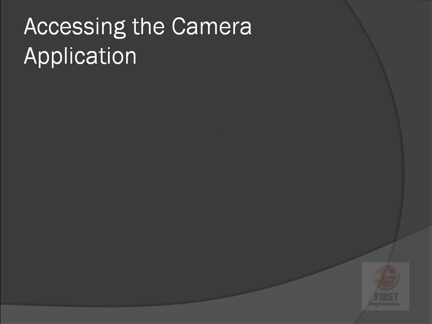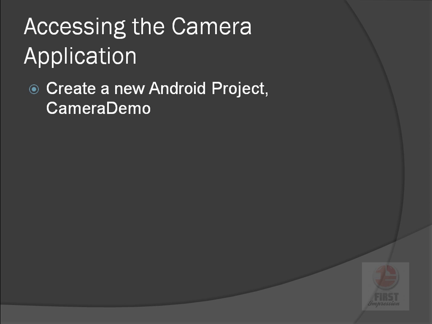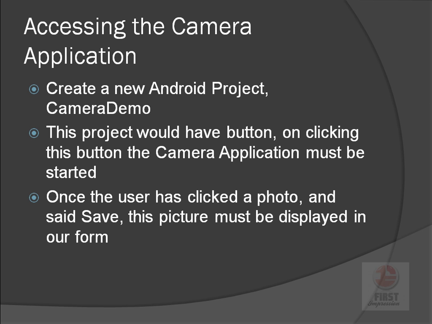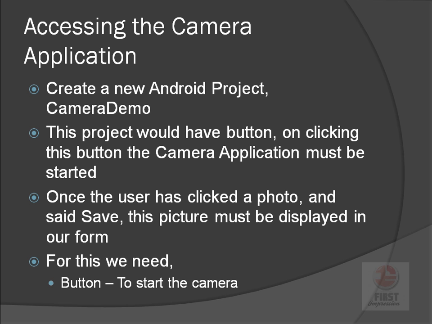The next part of this slide is accessing the camera application, or accessing the internal activities which we have with Android. Let's create a new project called camera demo. This project will have a button. On clicking the button, the camera application must be started. Once the user has clicked a photo and hit save, this picture must be displayed in our form. Whatever picture the user has taken from his camera must be displayed inside our activity. For this we need a button to start the camera and an image view to display the captured image.